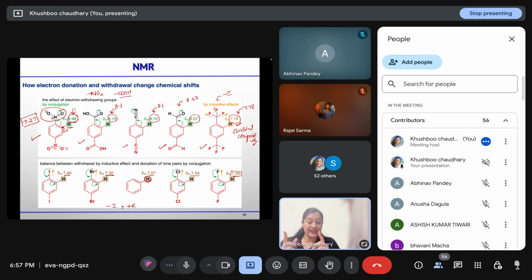So in case of halogens, you will remember that the values will come near to 7.27 because of the competition between minus I and plus R, that balance will come.